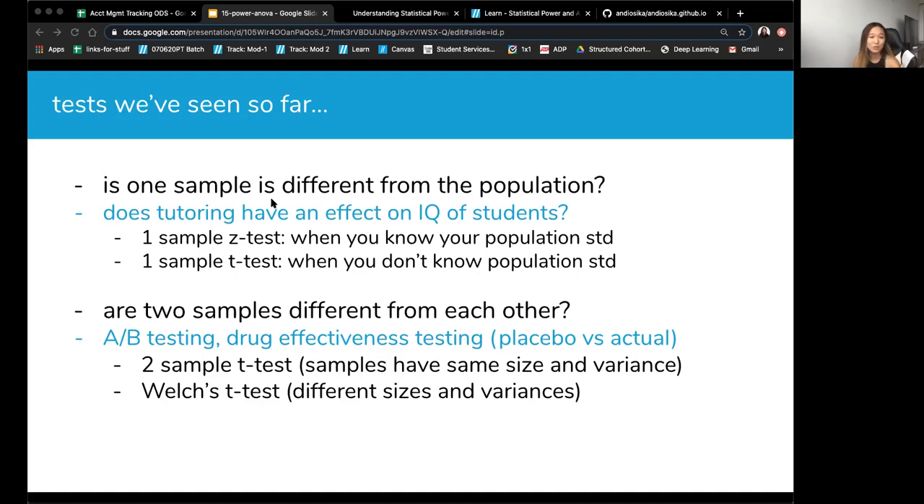You can use the two kinds of two-sample t-tests, just the regular two-sample Student's t-test or the Welch's t-test. The difference between the two is, in a regular two-sample Student's t-test, the samples are assumed to have the same size and variance. And for the Welch's t-test, they have different sizes and variance. So these are the four tests that we've seen so far. This kind of summarizes that.